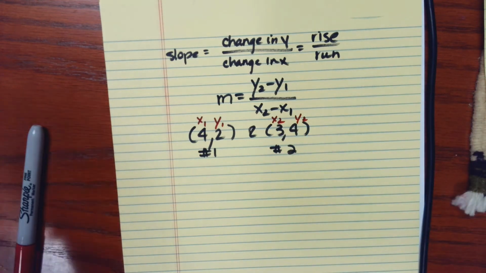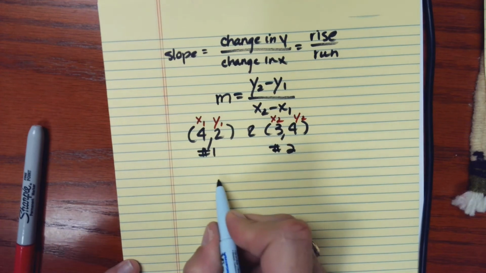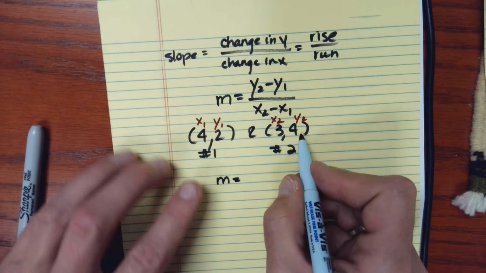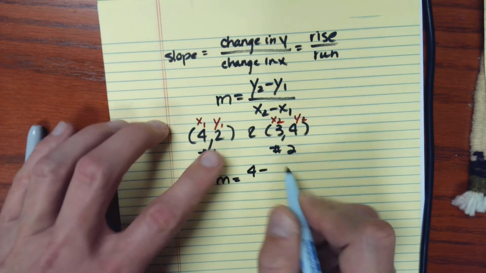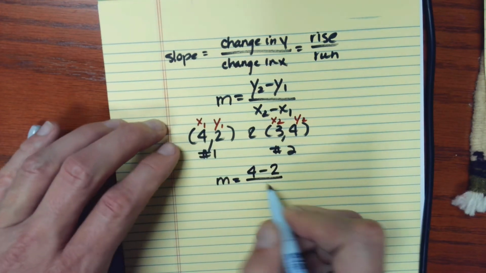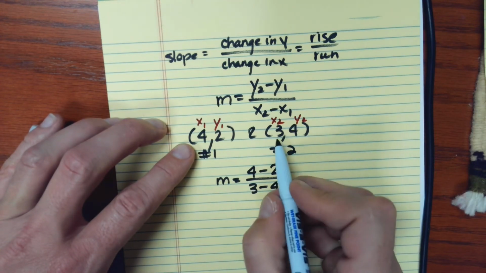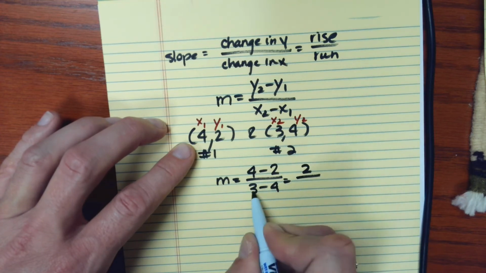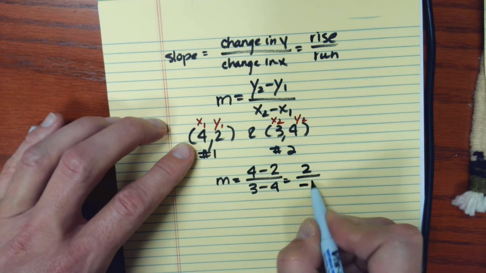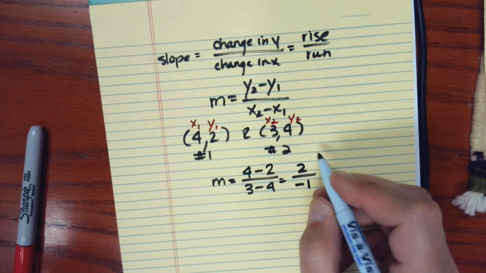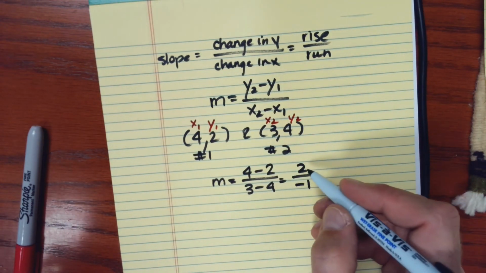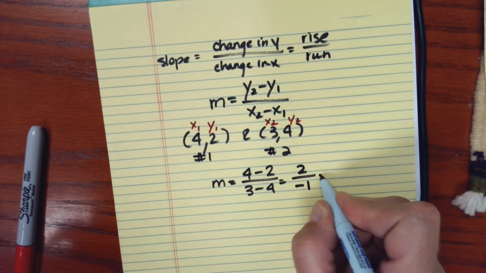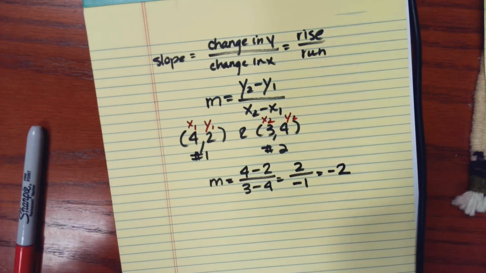So when I plug these into the formula, I'll have that the slope of the line that passes through these points equals y2, which is 4, minus y1, which is 2, over 3 minus 4. That's x2 minus x1. So simplifying, 4 minus 2 is 2, and 3 minus 4 is -1. Anything divided by 1 is itself, and if it's divided by -1, it'll be the negative of that. So this is just -2.